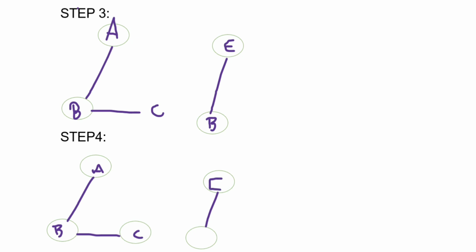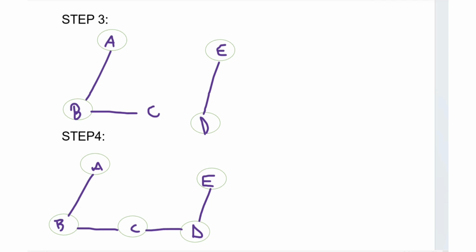In step 4, the fourth minimum is CD, right? This is A, this is B, this is C, this is E, and this is D. Next one is C to D. Next we need to connect C to D. Now pick the edge CD with weight 4 to the minimum spanning tree as it is not forming a cycle.